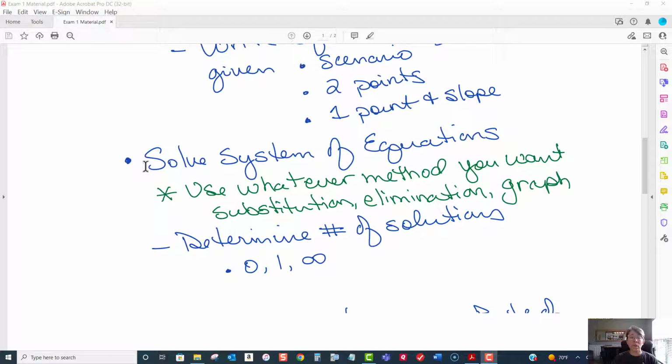Also, if I give you a system of equations, you need to be able to determine how many solutions it will produce. All of these systems will be linear, so your only choices are there's no solutions, meaning they're parallel. The lines are parallel, they have the same slope. One solution, meaning they're completely different lines, so they cross at a point, or that they're really two lines on top of each other. They share the same space, therefore they have infinite points in common, therefore infinite solutions.